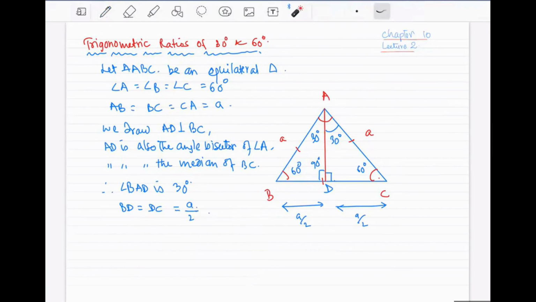What is our goal now? Our goal is to find out sine 30, cos 30, tan 30. And then we also want to find out sine 60, cos 60, and tan 60. Just focus on the three of them, as I've been saying. The remaining three, cosec, sec, and cot, you just remember as the reciprocals.